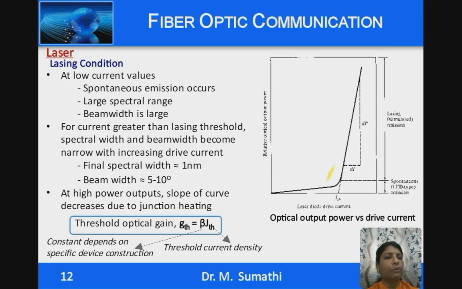At very high output power levels, the slope of the curve decreases due to junction heating. So the threshold optical gain is given by beta into J threshold, that is the current density threshold, and beta is a constant and depends on the specific device. As we can see in this graph, which gives the current versus power, the optical power intensity is very less below the threshold current value. This is because only spontaneous emission occurs, and beyond the threshold value stimulated emission occurs, and therefore we have a large increase in the intensity of output light.